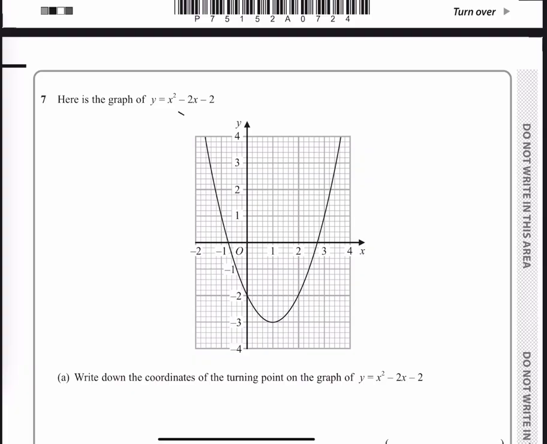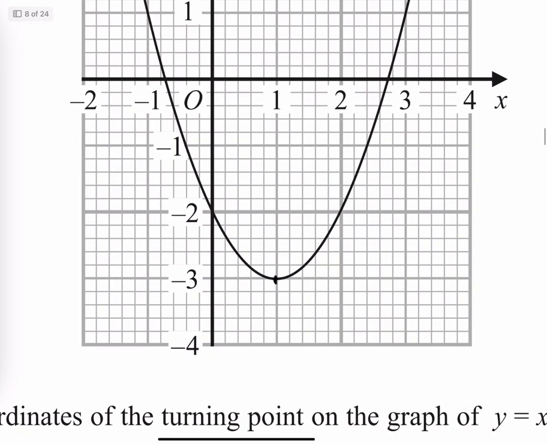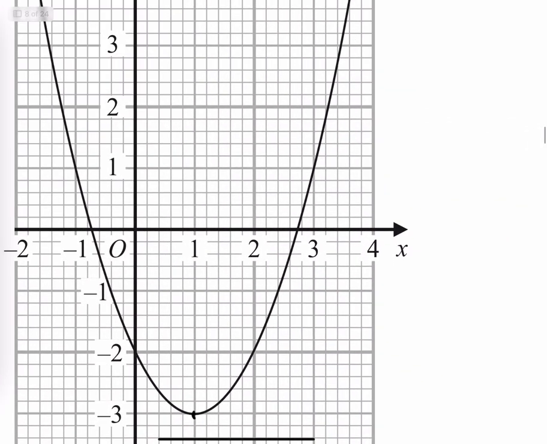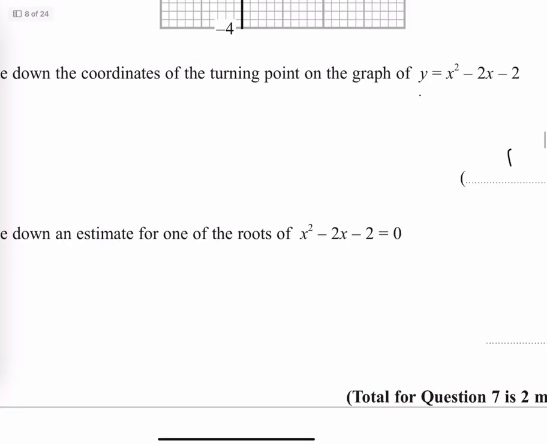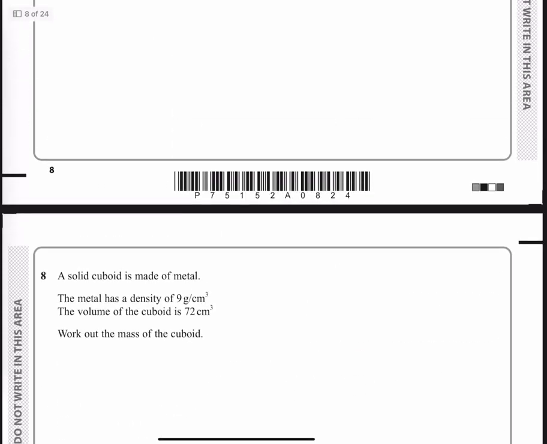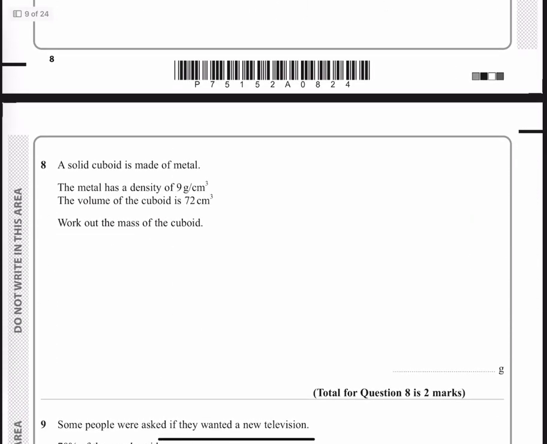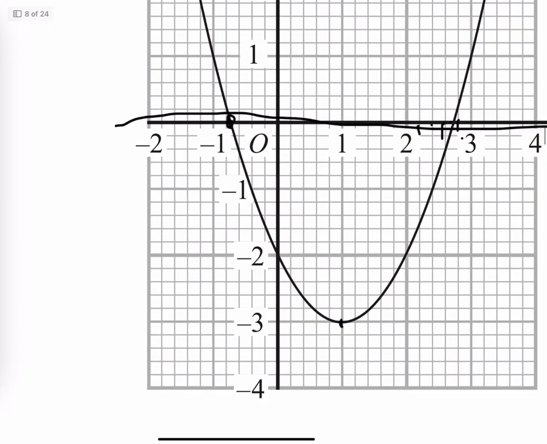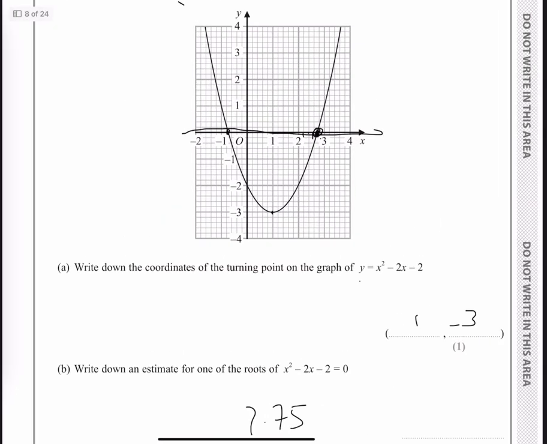Here's a graph. Write down the turning points. Well, we can see it. It's here. So that's 1, minus 3. Estimate a root. Well, where does it look to be crossing? 2.2, 2.4, 2.6, 2.7, 2.8. What, 2.75? That's all you've got to do, really. It just said one of the roots, didn't it? So just read it off, really. You draw your line here. Where roughly do you think that is? Or that is. I've picked that one, obviously. Now, moving on.